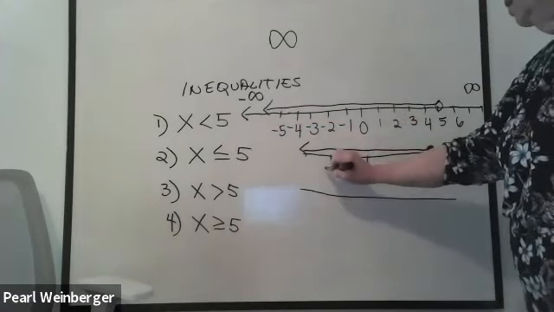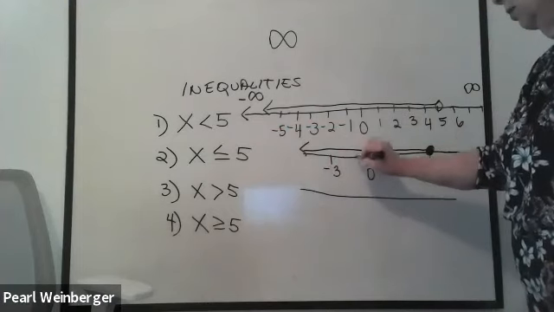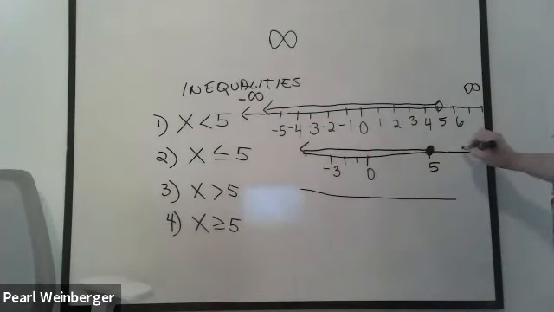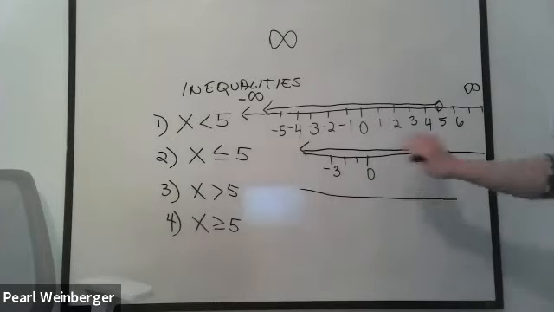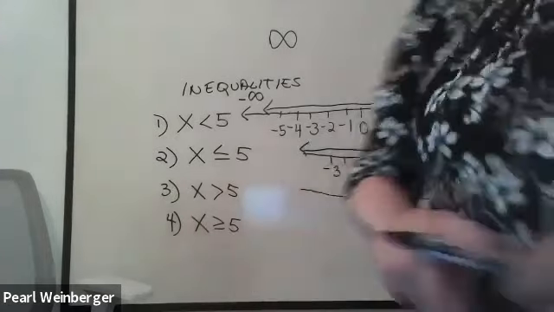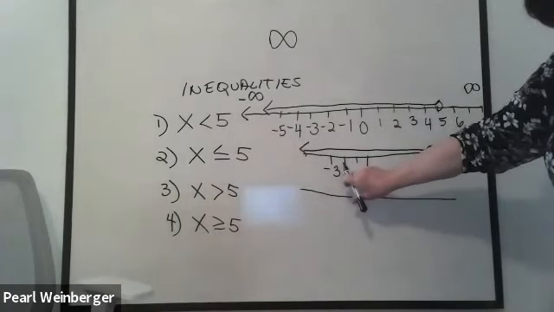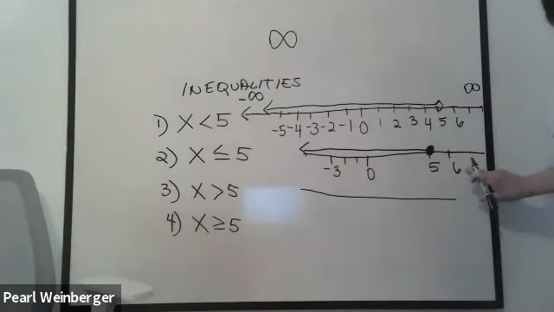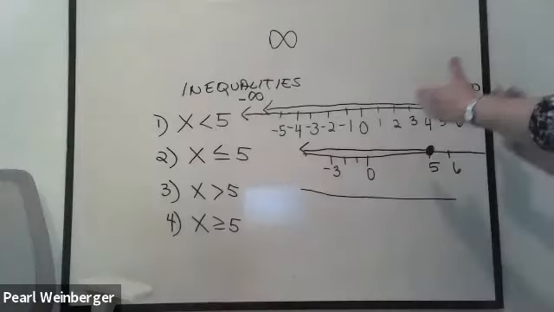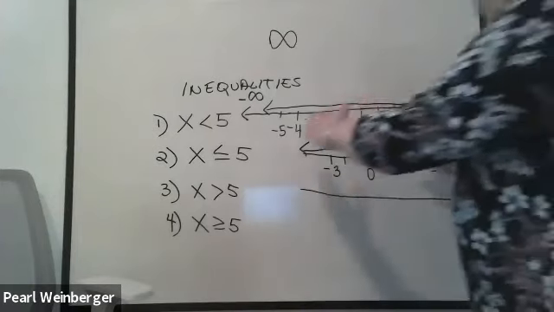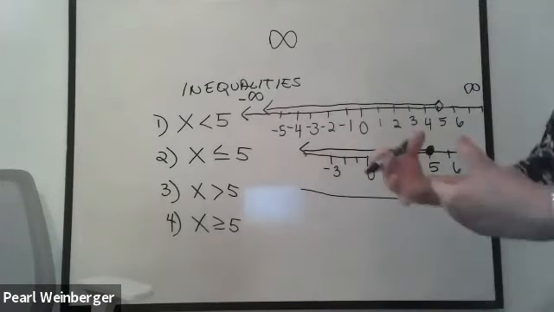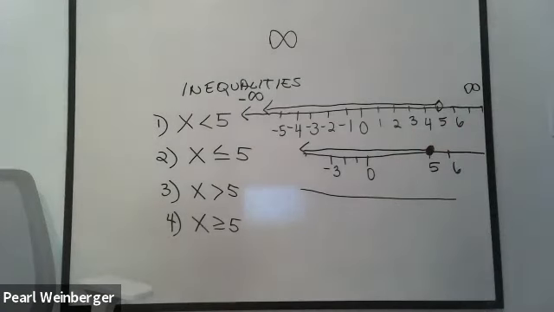Let's say this is the number -3 over here, and let's say this is the number 6 over here. Is the -3 included in the answer? Yes, because it's where we see the arrow. Is the number 6 included in the answer? No, because there's no arrow. So our number line is showing us all the numbers where the arrow is are included in the answer, and all the numbers where there's no arrow are not included.